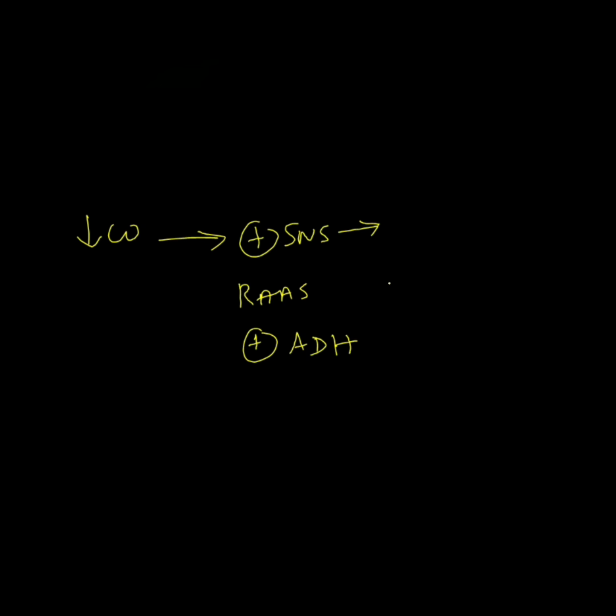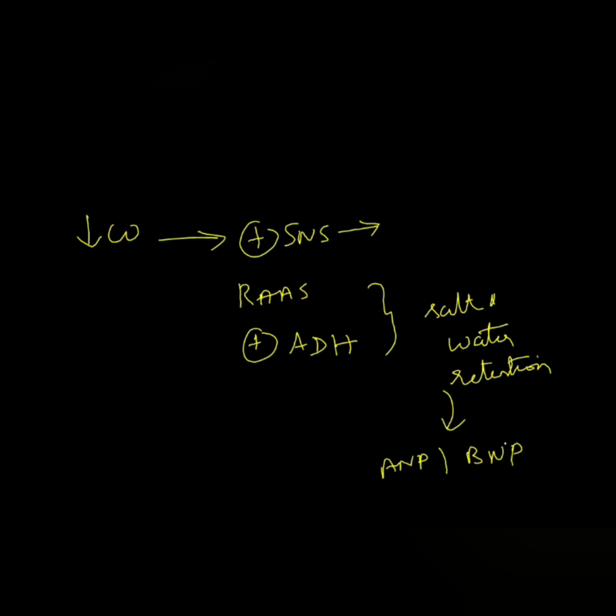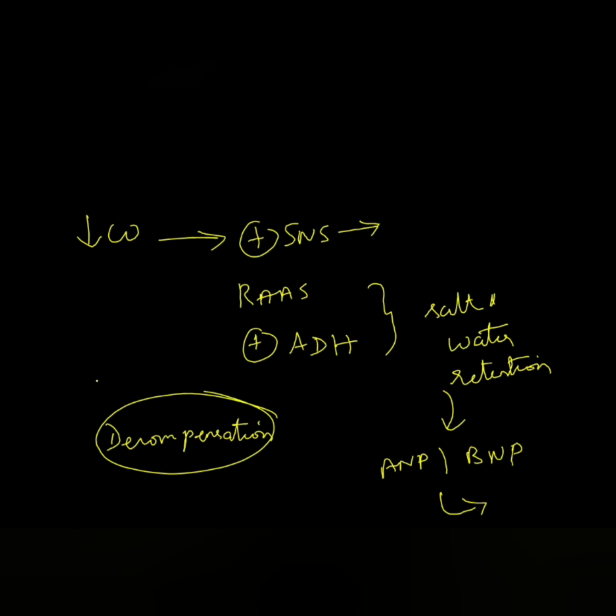Now, because of your activation of the renin-angiotensin-aldosterone system or because of ADH, there is going to be salt and water retention. When there is salt and water retention, as compensation, there is also release of ANP and BNP, your atrial natriuretic peptide and brain natriuretic peptide, so that this causes some amount of natriuresis. Now, this in the long term can result in decompensation, and cardiac output can very much be affected because of the damage to your myocytes.